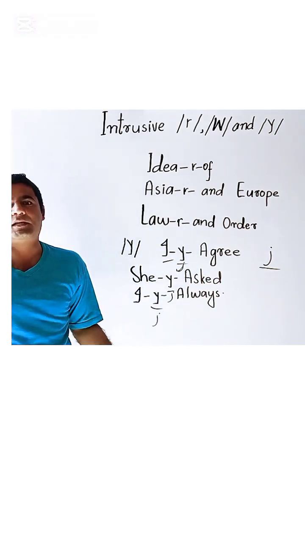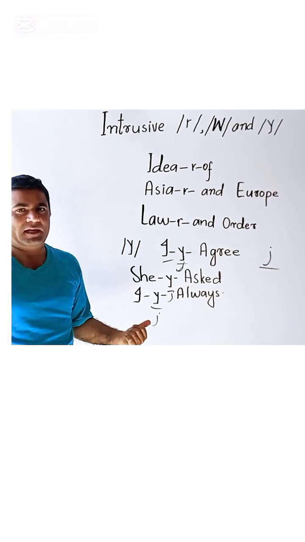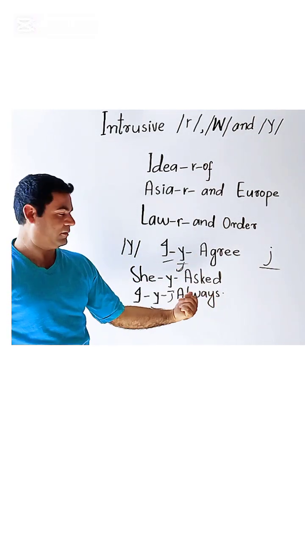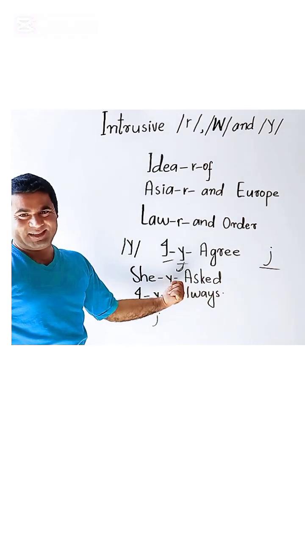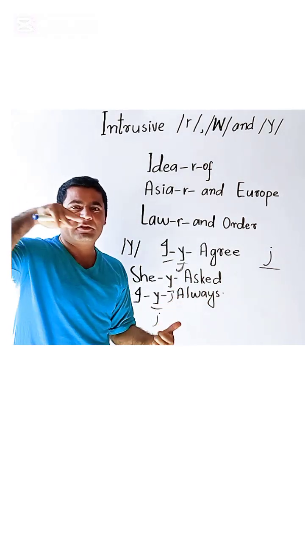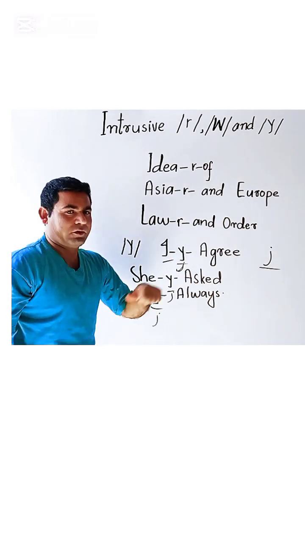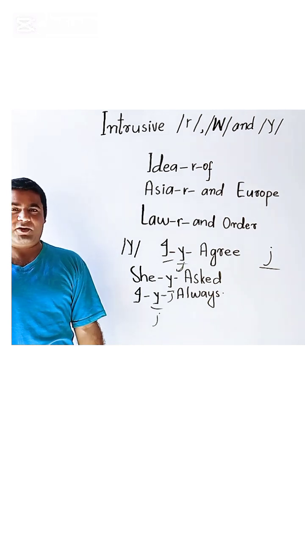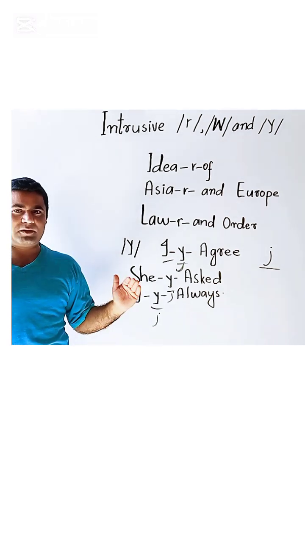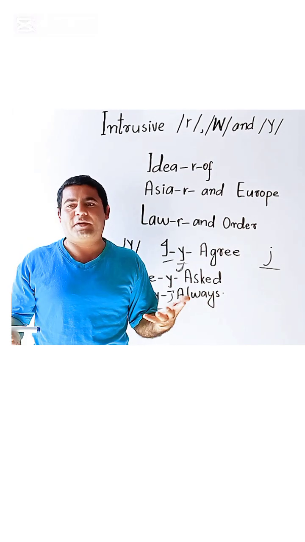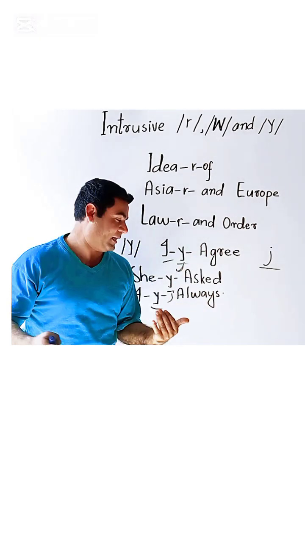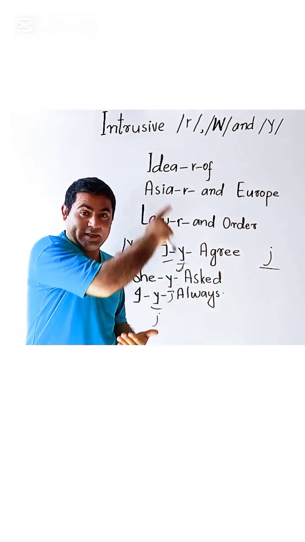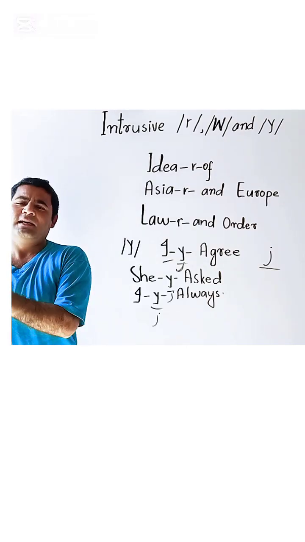"She asked." If you say it with a gap, there won't be fluency in your speech. But when you say "she yasked," the intrusive y will make things easier for you, and it will make your English more fluent. If you say "I always take ESL classes" with no intrusive sound, there is a gap, a pause, and there shouldn't be any pause when you are speaking English. But when you say "I yalways take ESL classes," there will be a flow in the speech.